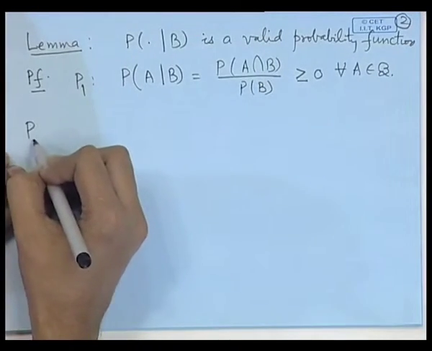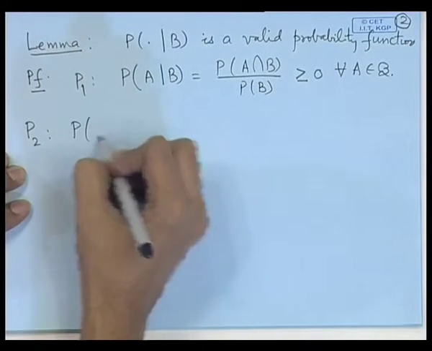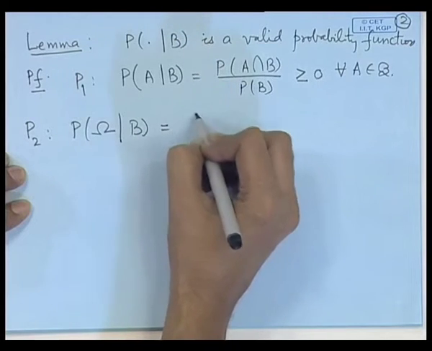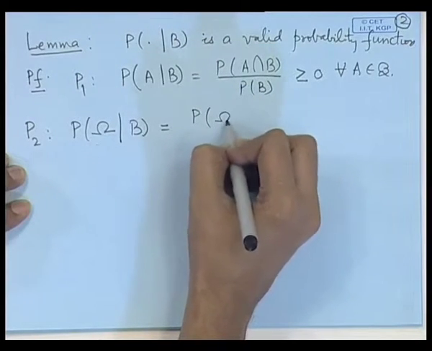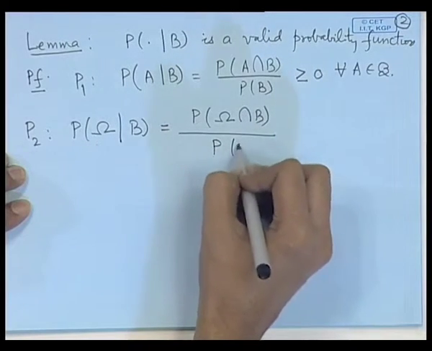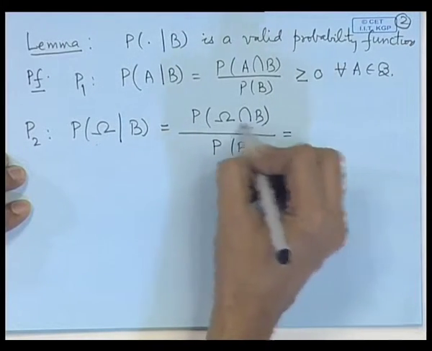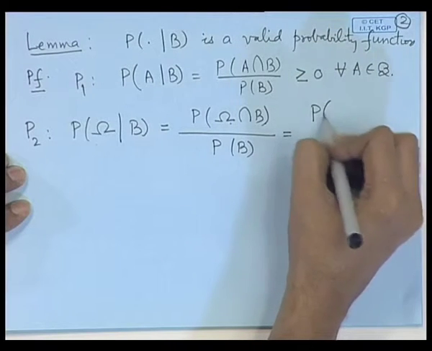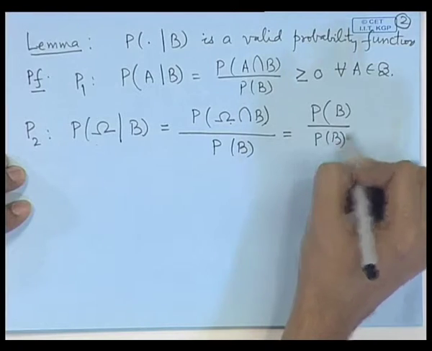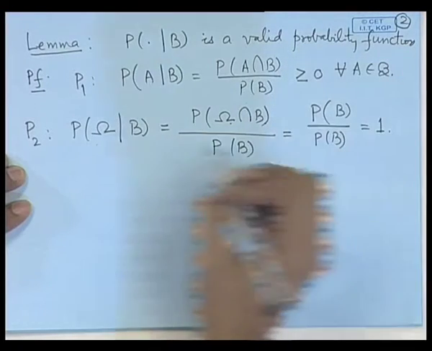Let us look at the second axiom, P(Omega given B). This is equal to P(Omega intersection B) divided by P(B). Now, note that B is a subset of Omega, therefore the numerator will be P(B) divided by P(B), and therefore it is equal to 1.